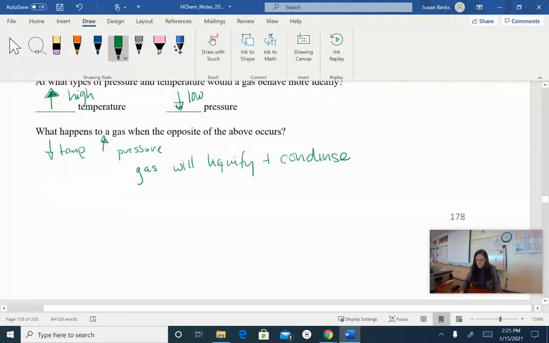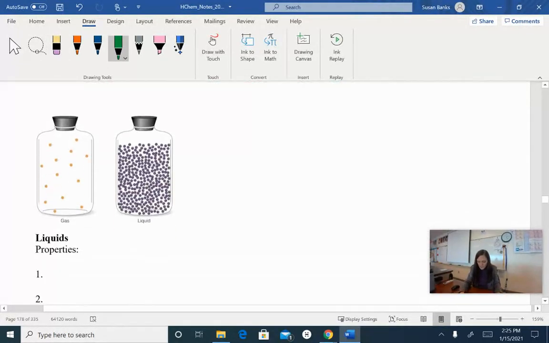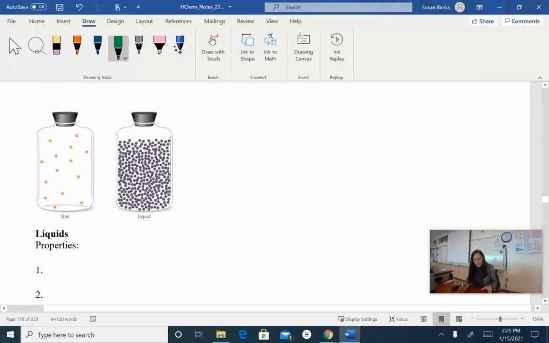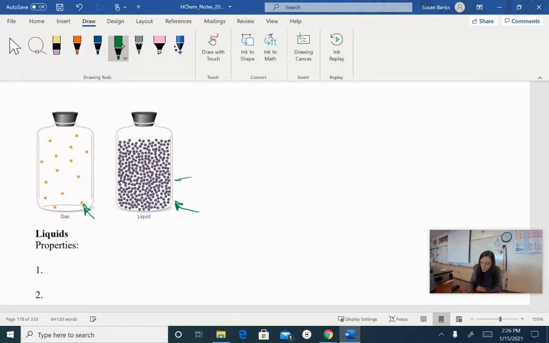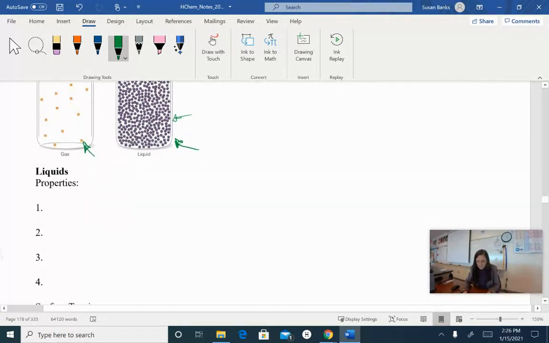Okay? So here's a little diagram that gives you the difference between gases and liquids. Notice there is a lot of space between the molecules in the gas. Granted, you can't really see molecules. And in a liquid, the molecules are pretty close together, but notice there is no strict arrangement of how those liquid molecules are. Okay, let's talk about properties of liquids.